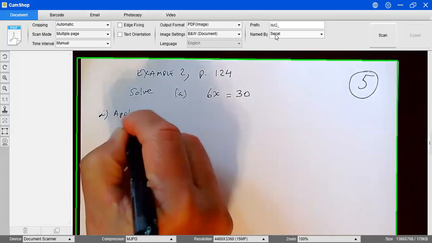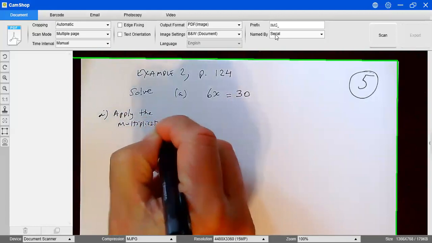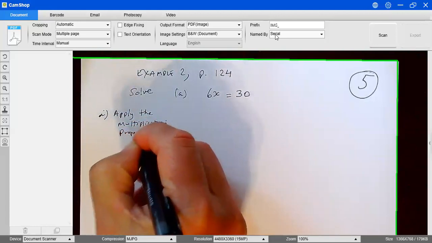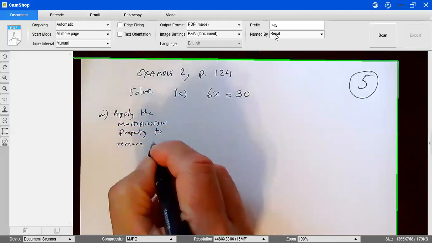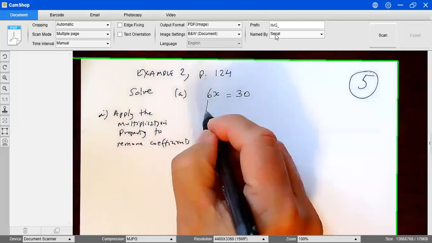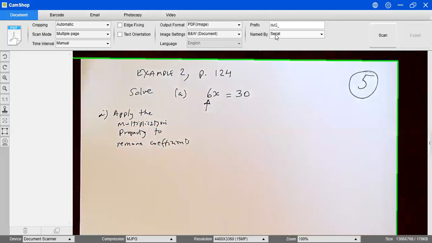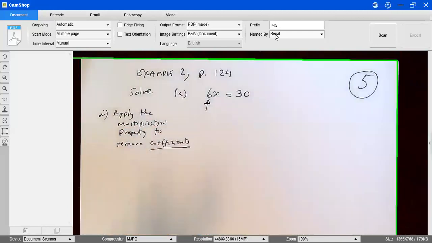We're gonna apply the multiplication property to remove coefficients. So I want to remove this 6 here. I don't want that 6 because I want the x completely alone, and that's the solution for x. So to remove coefficients, we also use the multiplication property.